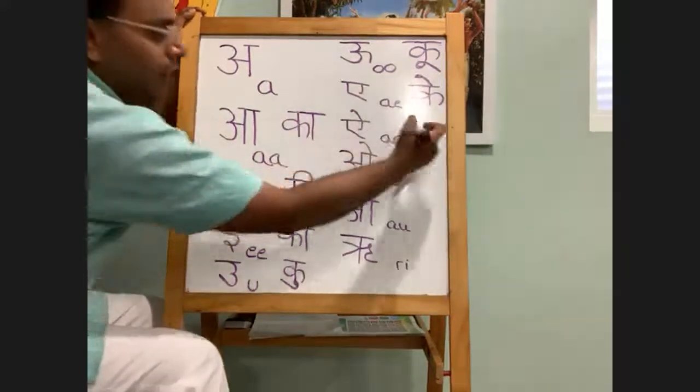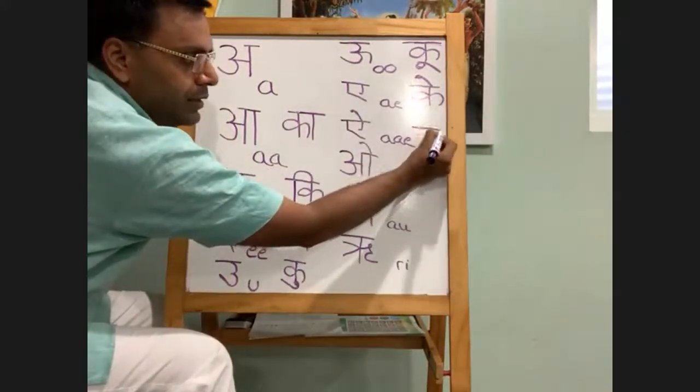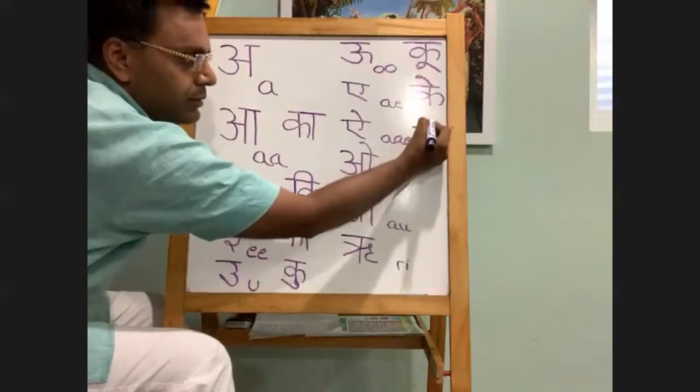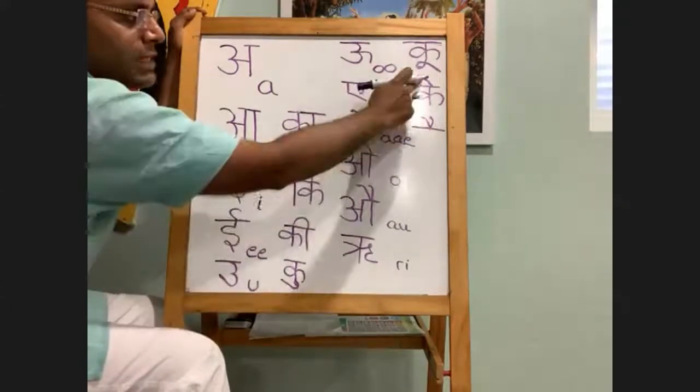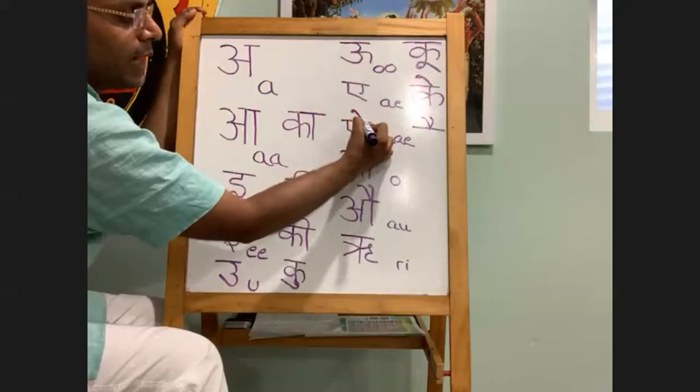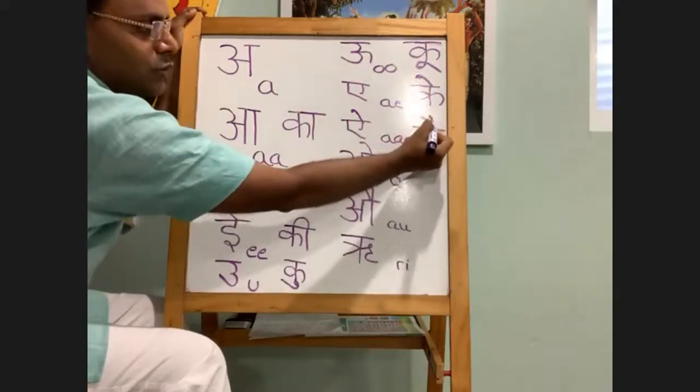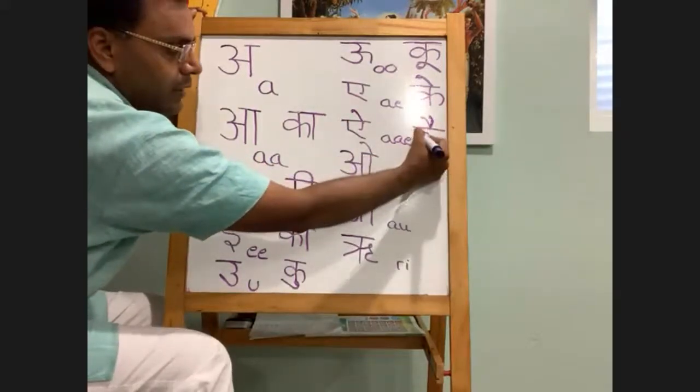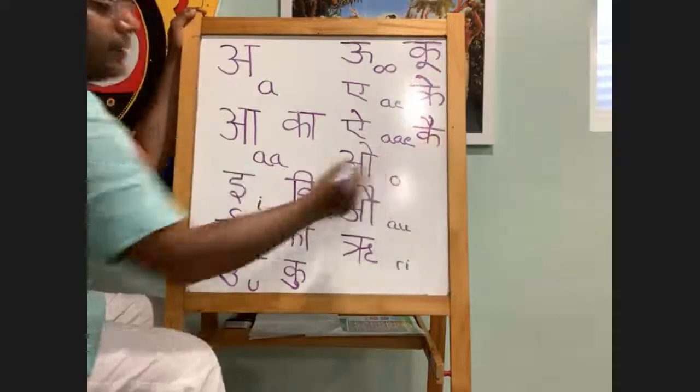I is represented with two lines on top, because A itself has one line as matra, then you add one more line on top. So double lines, like ka plus I.